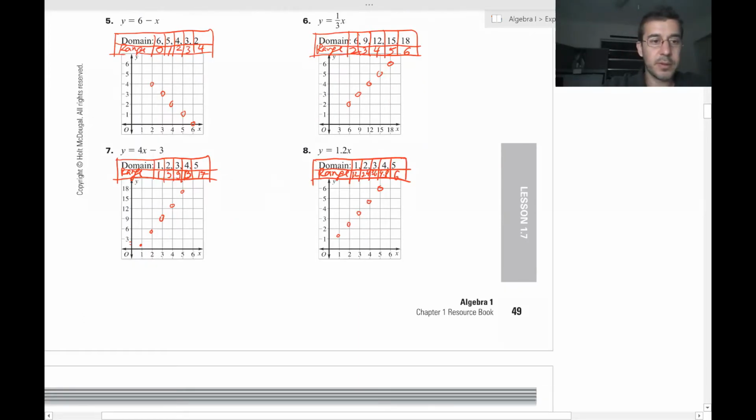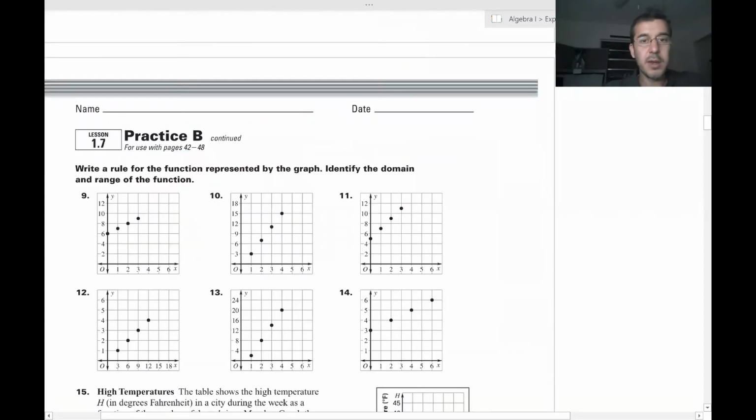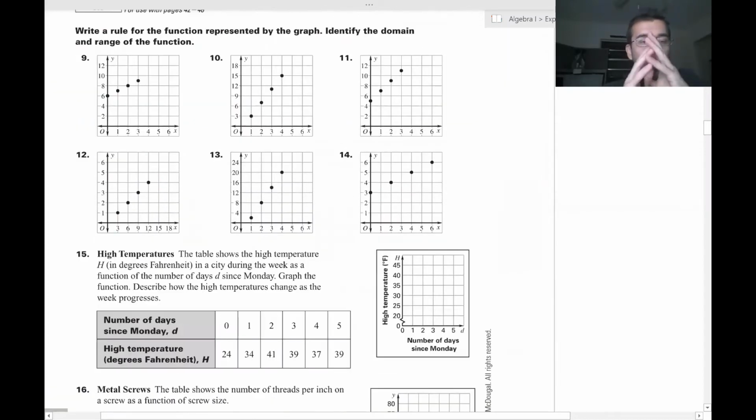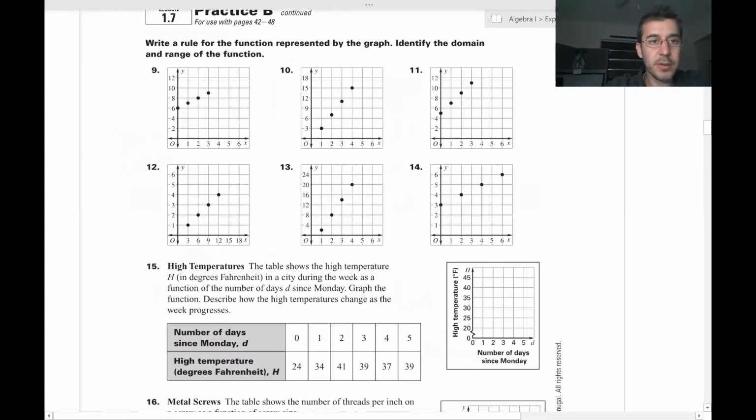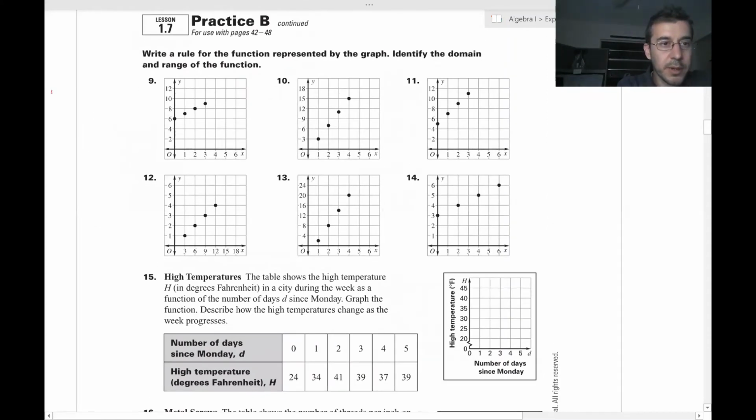Okay, next one. From 9 through 14, write a rule for the function represented by the graph. Identify the domain and range of the function. Okay, so let's see here. So we have the domain and we have the range.